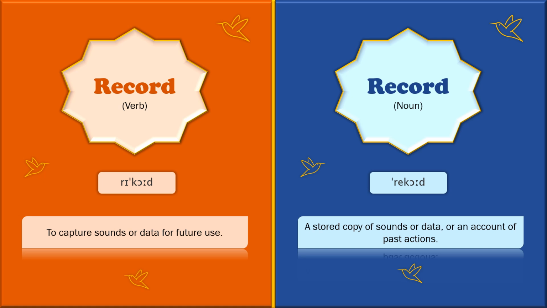The word record, which also has two forms. As a verb, record means to capture sounds, data, or moments so you can revisit them later, like recording a song or a meeting. As a noun, record refers to the stored version of this information, a record of sounds, actions, or even achievements. So, while the spelling stays the same, the pronunciation and meaning depend on how it's used. Understanding these subtle differences helps us use the word correctly in any situation.